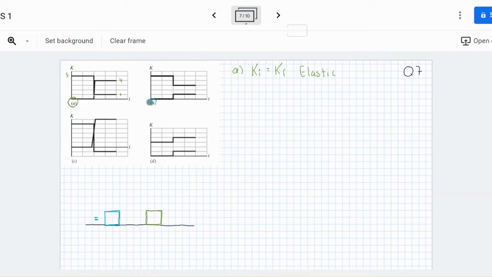Let's look at B over here. All right, so B, I have 0, 1, 2, 3, 4. So the initial kinetic energy is 5. Kinetic energy after is 1 plus 1, 2, 3. So it looks like the kinetic energy initial is actually greater than the kinetic energy final. That's fine with us. We call that an inelastic collision.